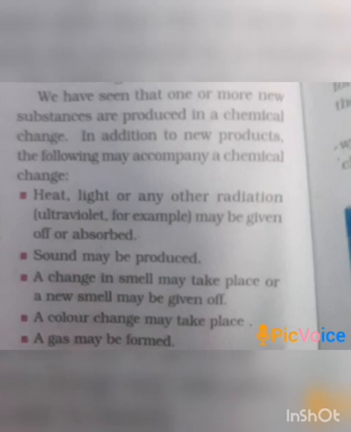Then when food gets spoiled, it produces a foul smell. Is this a chemical change or not, children? Spoiling of food. Yes, it is a chemical change. Then, we must have noticed that a slice of an apple acquires a brown color if it is not consumed immediately.